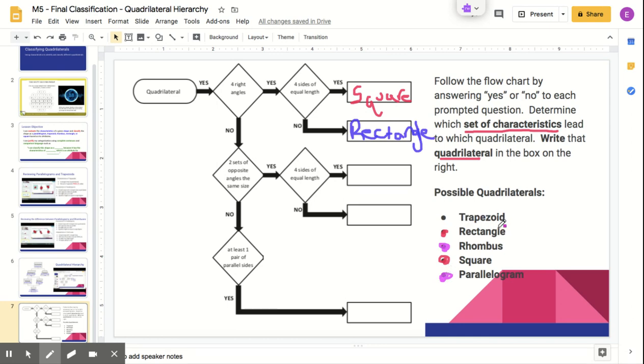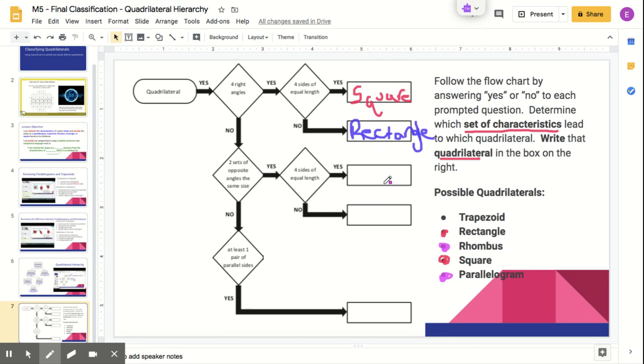Trapezoids don't need to have opposite angles with the same size. So look over here. If I say yes and they have 2 sets of opposite angles the same size, it's going to be a rhombus or a parallelogram. Now we have to ask, are the 4 sides equal in length? If yes, what are they? If they're not equal in length, what are they?